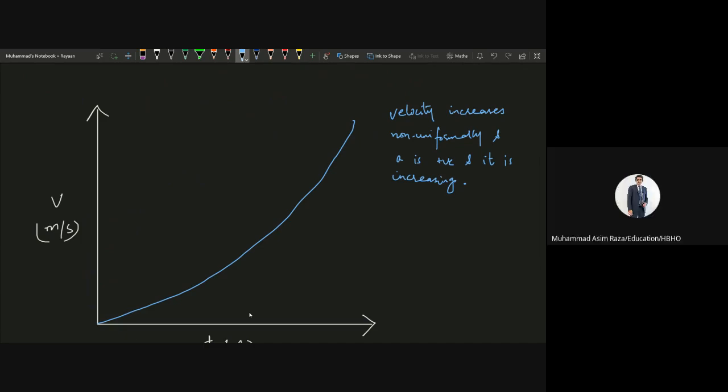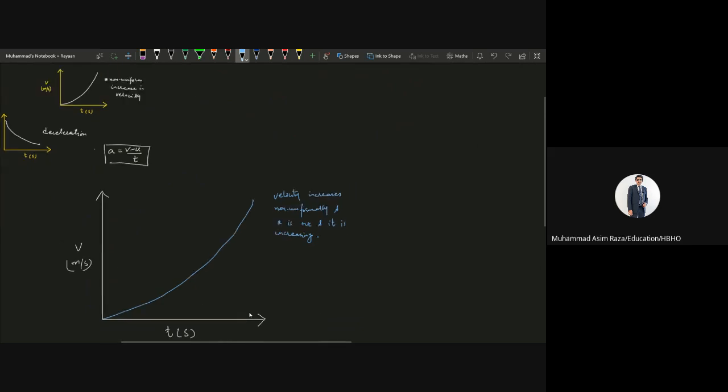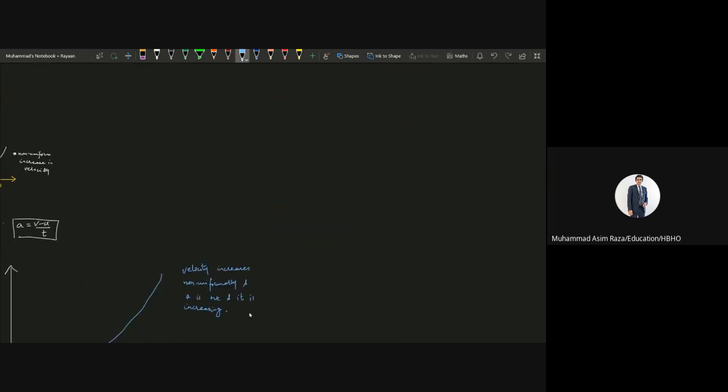Okay. So there are other things to discuss over here as well, and it is that what are the characteristics of velocity time graph or speed time graph? There are two characteristics that are important. Number one, it is the gradient. We say that the gradient of velocity time graph is equal to the acceleration.